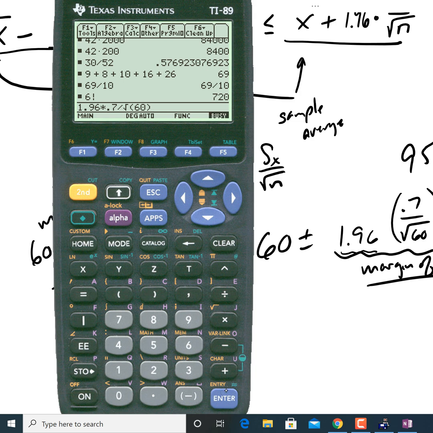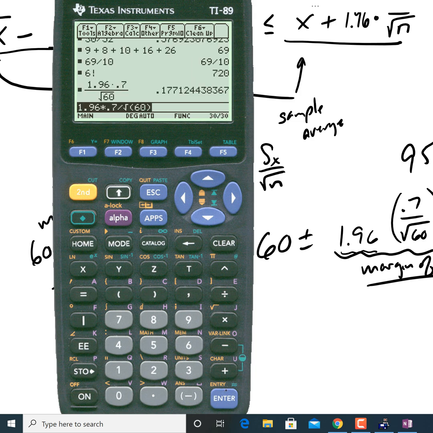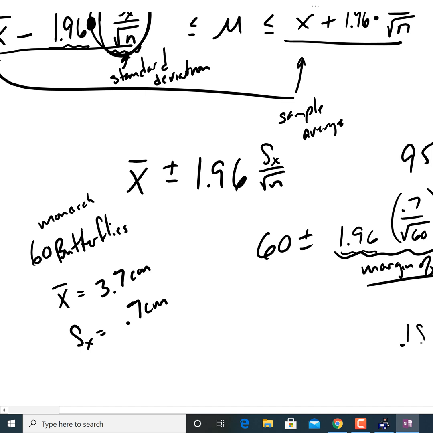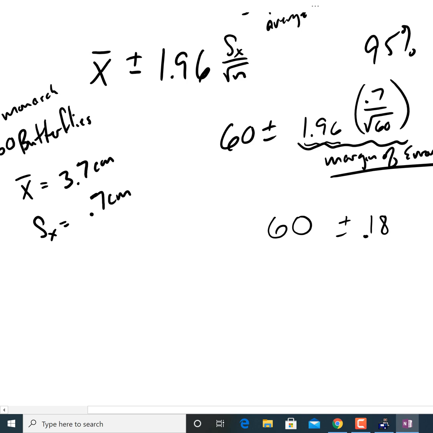I hit enter, and I see it's 0.177. I'm just going to call that 0.18 if you don't mind. So what does this tell me? It tells me that the monarch butterfly has an average wingspan that is somewhere between 3.7 plus 0.18 on the top end, and then 3.7 minus 0.18 on the bottom end.